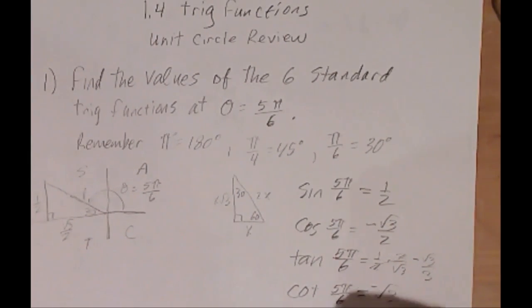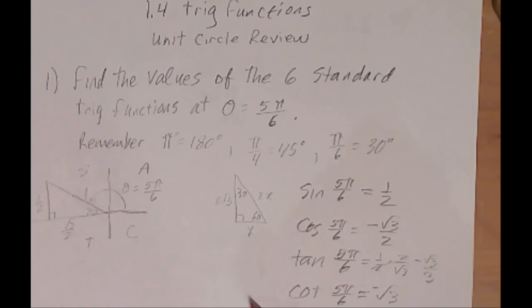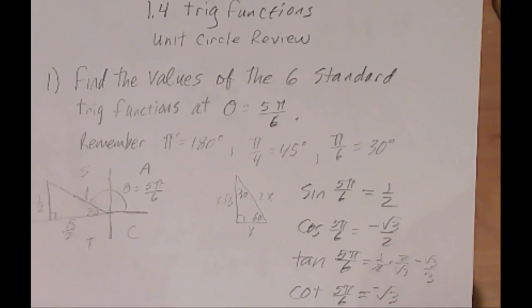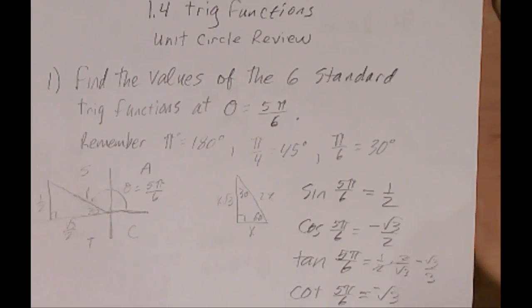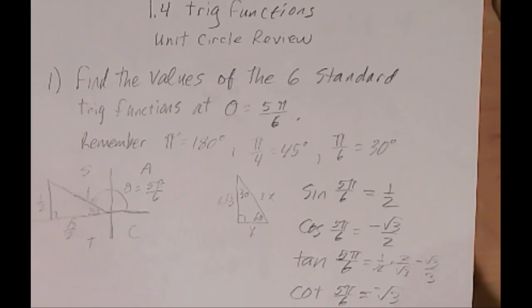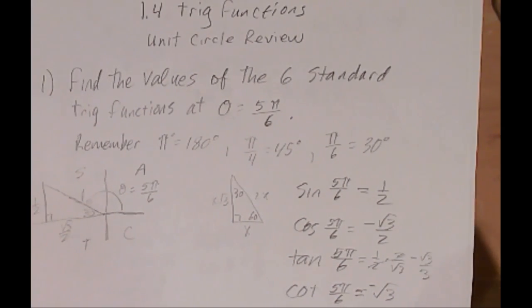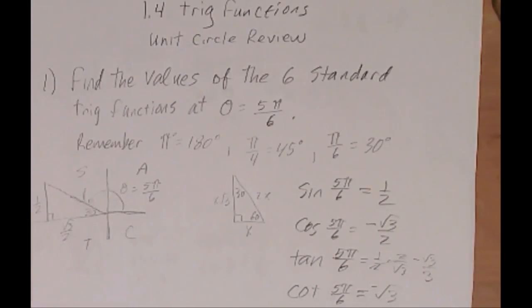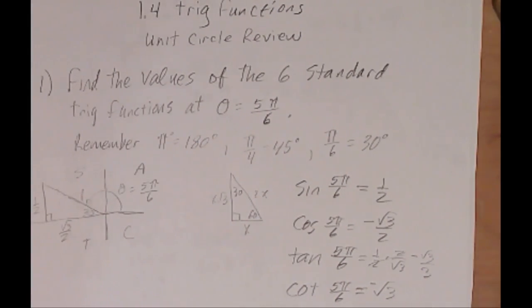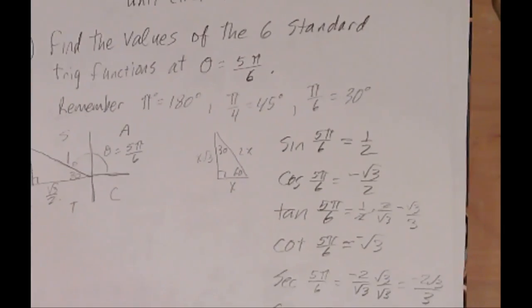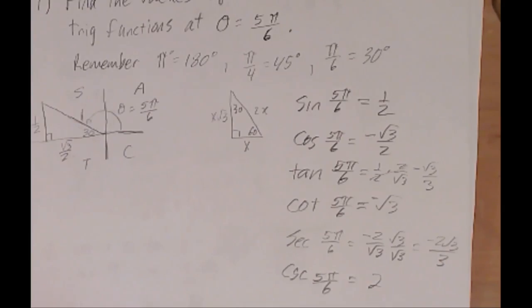Secant is the upside down of this guy, which is also negative, so you're going to get negative 2 over radical 3. Well, let's see. Do this. That's going to make negative 2 radical 3 over 3. Cosecant of 5 pi over 6 is the reciprocal of sine, so it's just 2 over 1. Sine was positive, so is this. Oh, if I show you what I'm writing, huh?